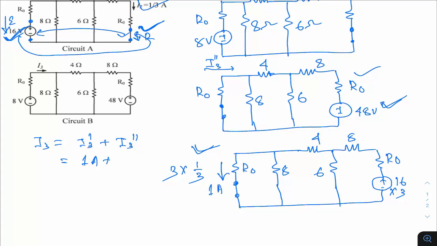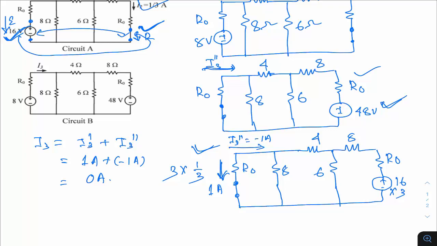If this happens to be 1 ampere, okay, so what is I3 double dash? I3 double dash is defined in this direction. So this direction current is 1 ampere, and this direction current is minus 1 ampere. And this current is I3 double dash, so that happens to be minus 1 ampere. So I3 dash is 1 ampere and I3 double dash is minus 1 ampere. If I add both of them, the overall answer comes to 0 ampere.